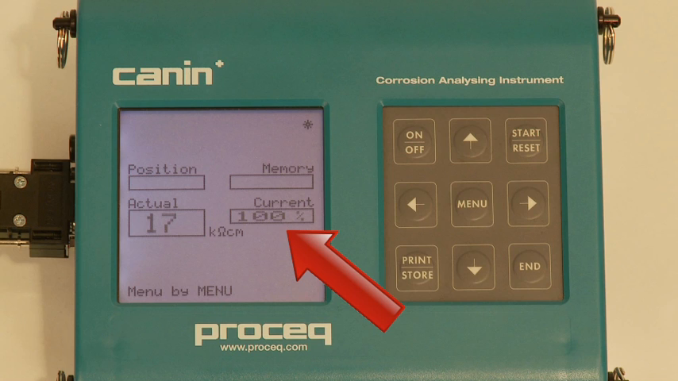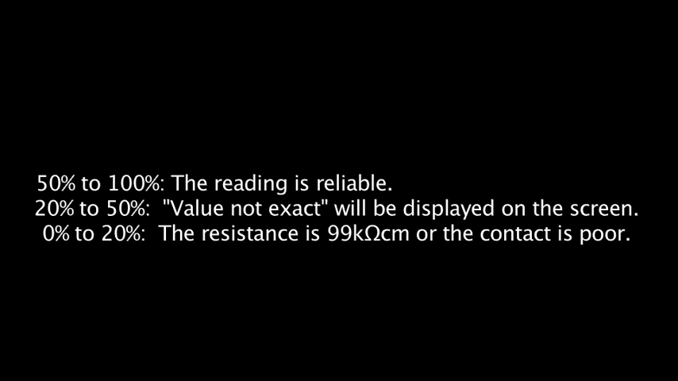If there is a bad contact between the electrodes and the concrete, or if the conductivity of the concrete is small, the flow of the current will be reduced. This gives an indication as to the reliability of the reading obtained. For a current reading between 50% and 100%, the reading is reliable. If the current reading is between 20% and 50%, then a value not exact will be displayed on the screen.